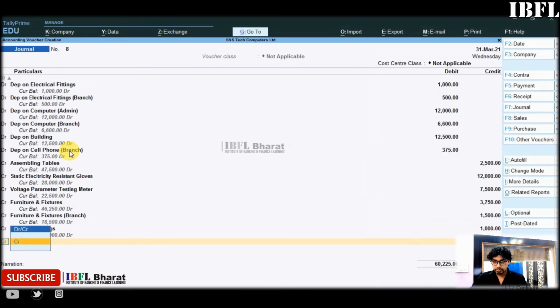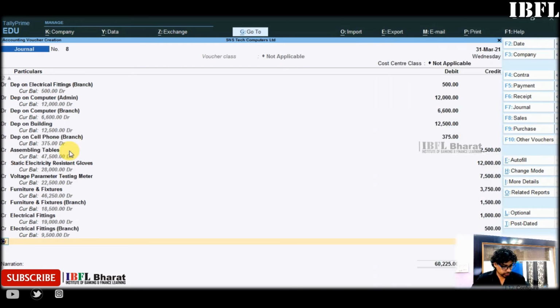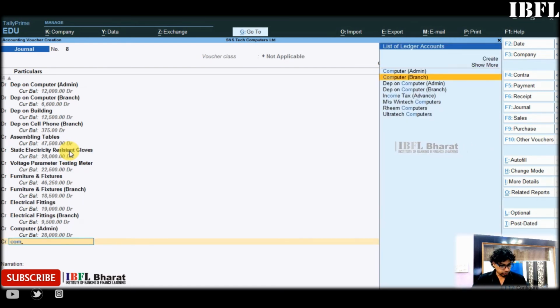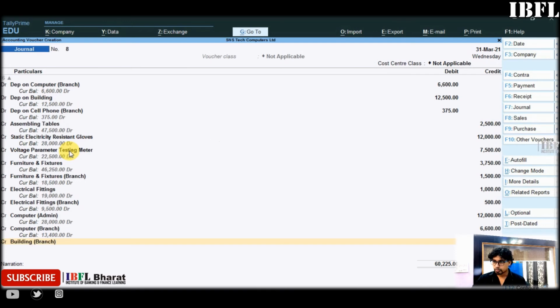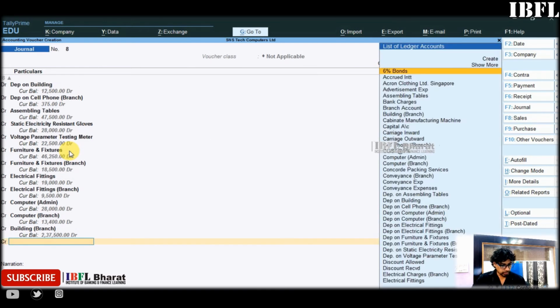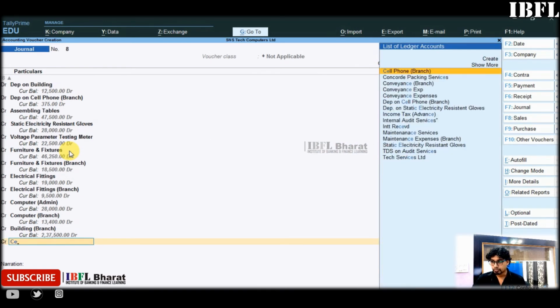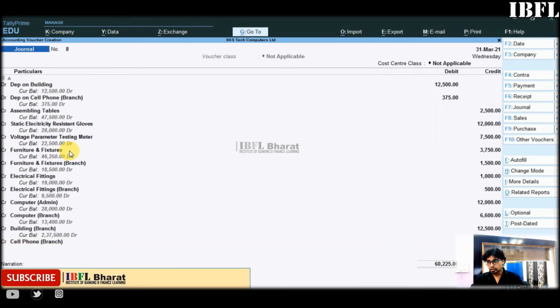Again electrical fittings branch, it is 500 rupees. Next is computer admin, 12,000 rupees. Next is computer branch, it is 6,600 rupees. Next is building, 12,500, and last is cell phone branch, 375 rupees.